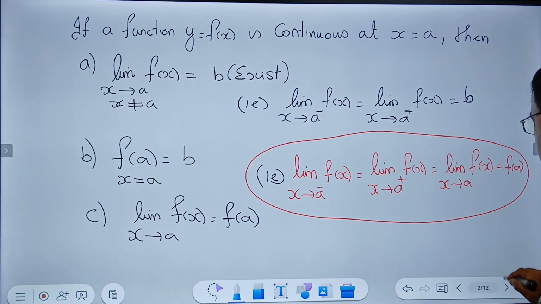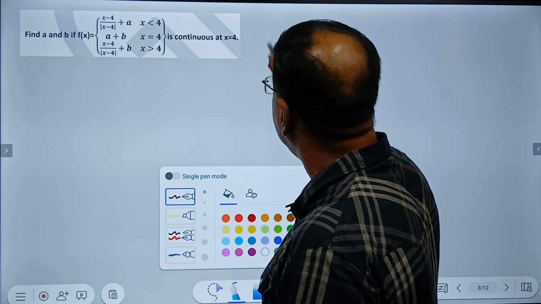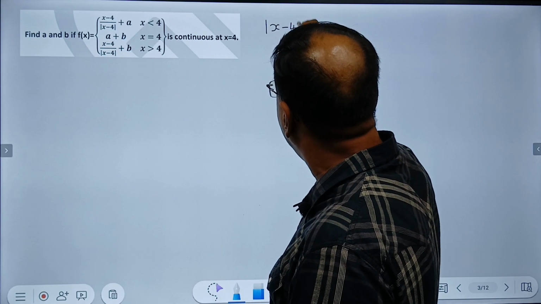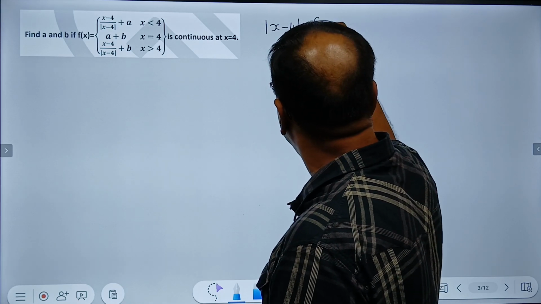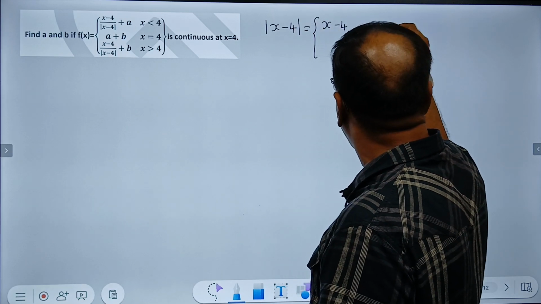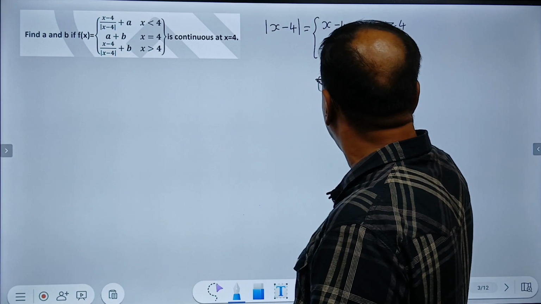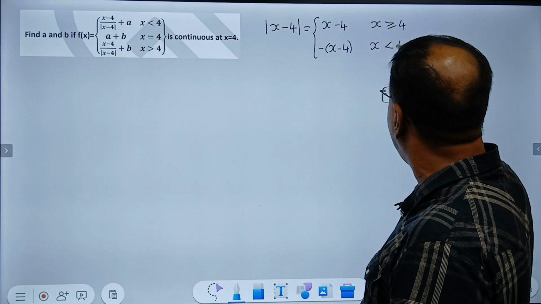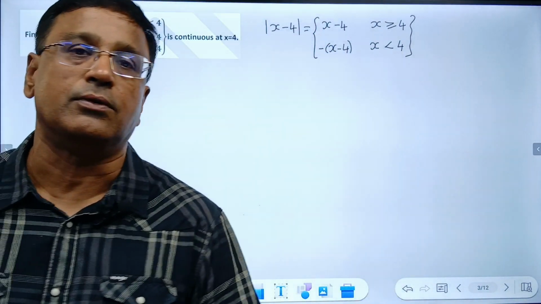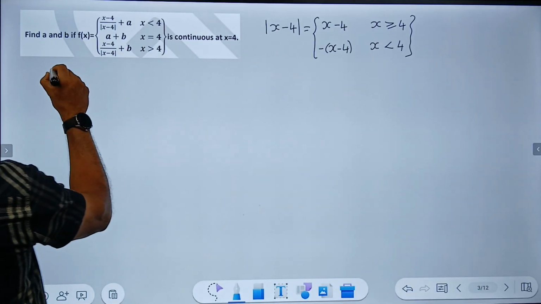Now, to do this problem, first I will find out the definition of mod x minus 4. What is the definition of mod x minus 4? Modulus of x minus 4 is x minus 4 for x greater than or equal to 4, and minus of x minus 4 for x less than 4. So this is the definition of modulus of x minus 4.